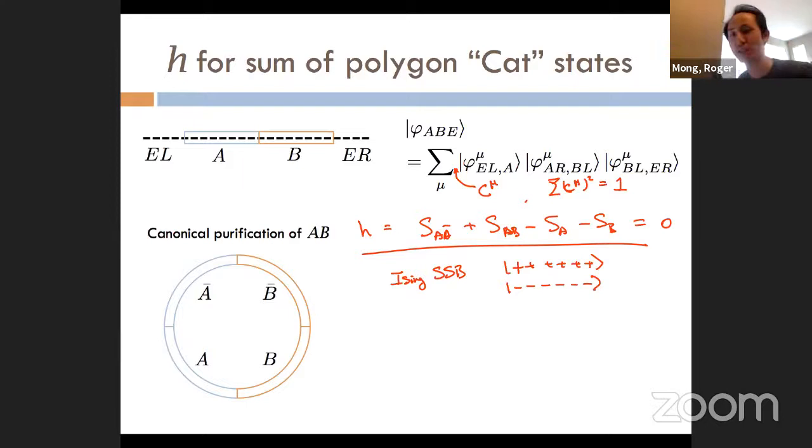Now, when I say sum of polygon state, I'm basically allowing for the fact that in my cartoon picture, it's just a product wave function. But if there's entanglement between neighboring sites, it still basically works. So you should think about, as one example, basically any sum of spontaneous symmetry broken states.